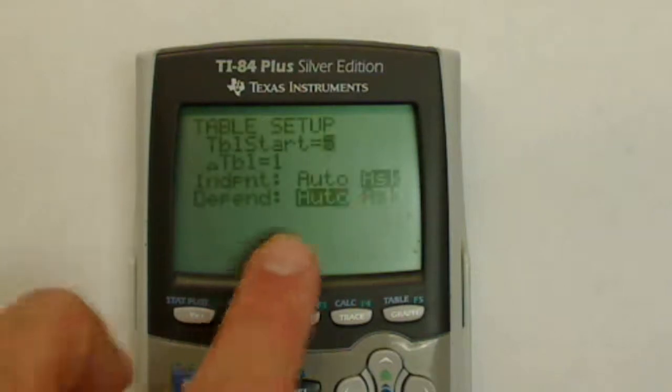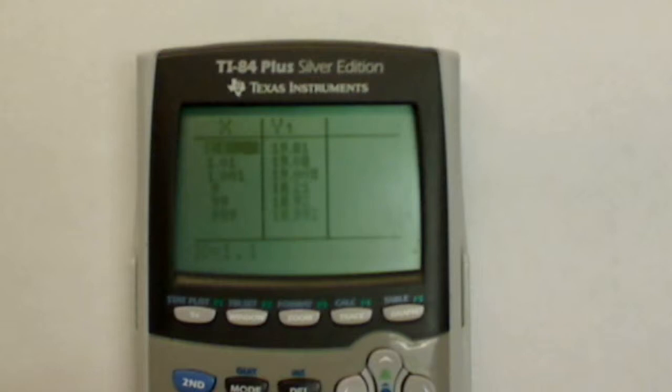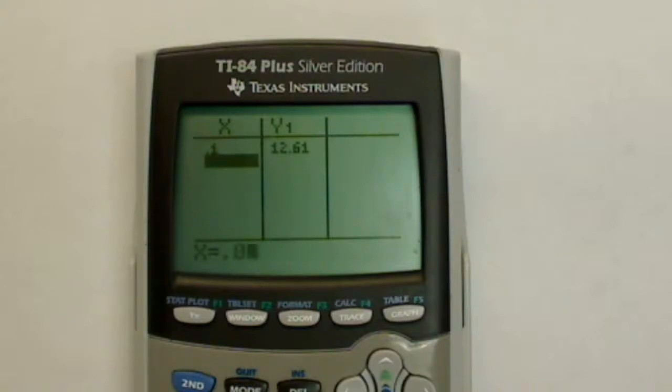Now, we'll make sure our table set is correct. We want our independent on ask. And I go to my table, and I'm going to delete out what I had before. Now remember, I want this limit when x is around 0, so I'm going to put in points around 0. So I might put in 0.1, 0.01, 0.001. I could try putting in 0, but I'm going to get an error because 0 made the denominator of my expression 0, which gives us an error.